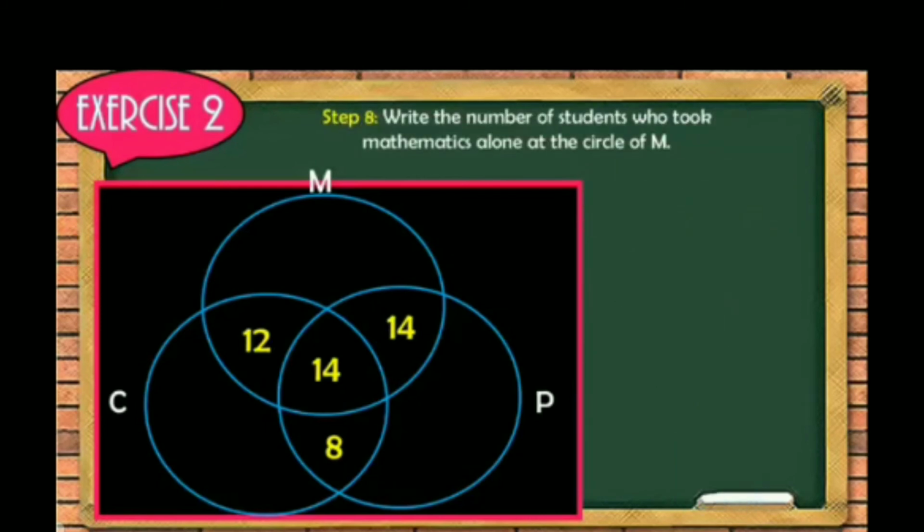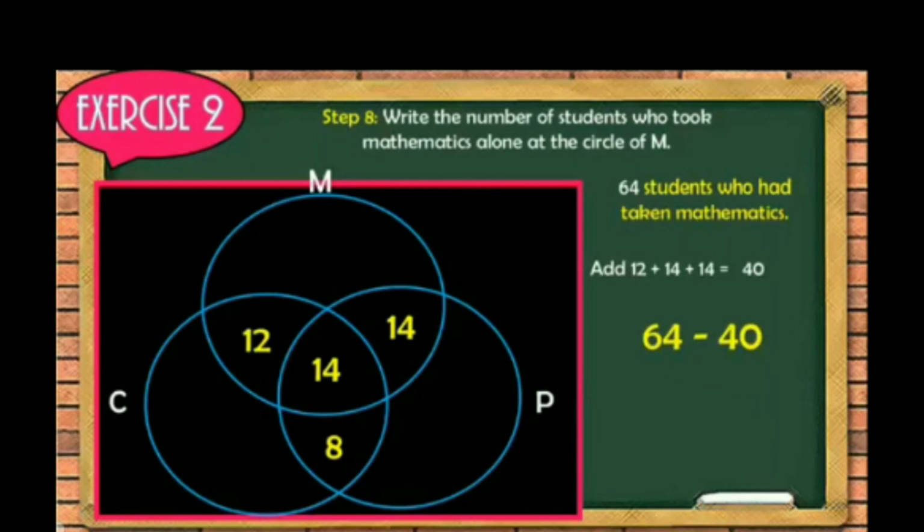Step number 8. Write the number of students who took mathematics alone at the circle of M. There are 64 students who had taken mathematics. So you add 12, 14, and 14, and that is 40. Now you subtract 64 minus 40, and that is 24. So there are 24 students who took mathematics alone, and you write that at the circle of M.